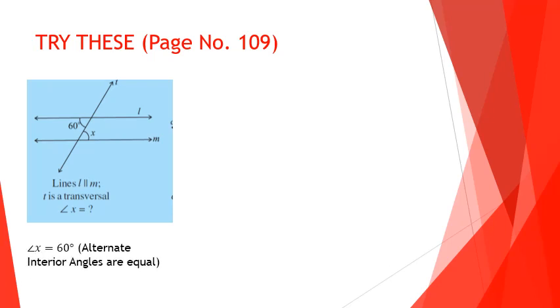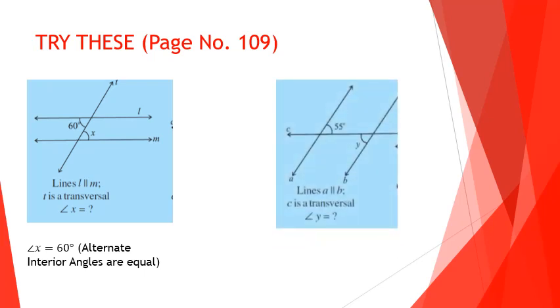Is it clear? Next one, it is given 55 degree and y. We have to find the measure of angle y. Both are interior angles only. And where is the position of these interior angles? On the opposite side of the transversal t. Hence, they are alternate interior angles. Therefore, angle y equal to 55 degree.